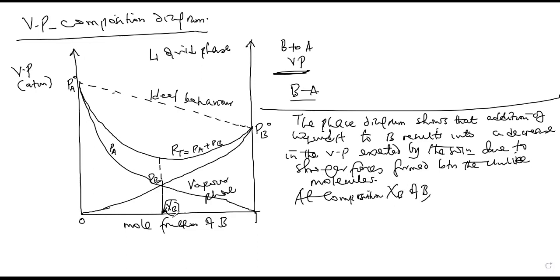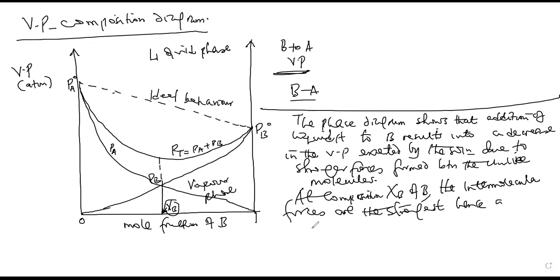XB of B, because here we are on mole fraction of B, at composition XB of B, the intermolecular forces are the strongest, hence a minimum vapor pressure is exerted.